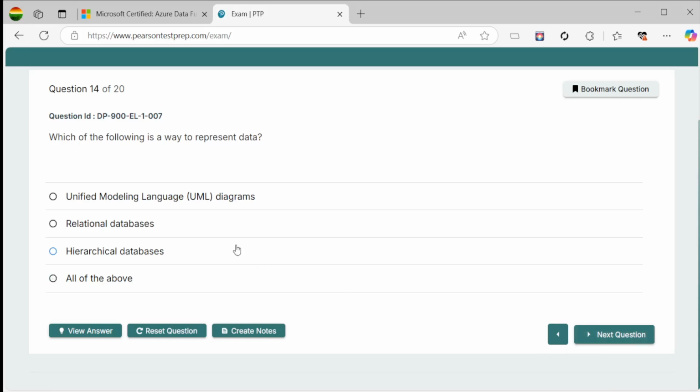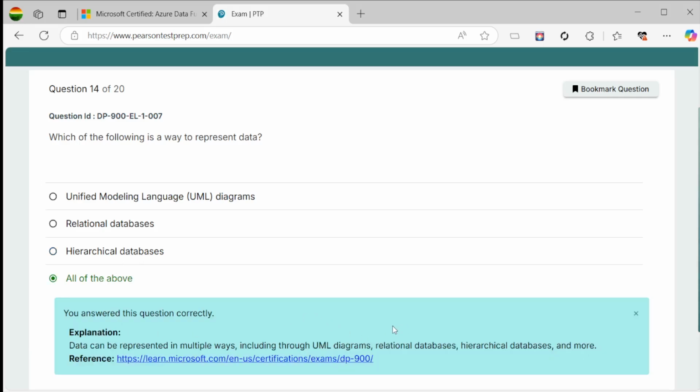Which of the following is a way to represent data? UML, Unified Modeling Language, relational databases, hierarchical databases, or all of the above. So, when representing data, you can indeed use UML diagrams to represent relationships between entities. Of course, relational databases such as SQL Server can absolutely be used to represent data via schemas. Hierarchical databases such as Gremlin can indeed represent graph interfaces of data. Therefore, the answer is all of the above.